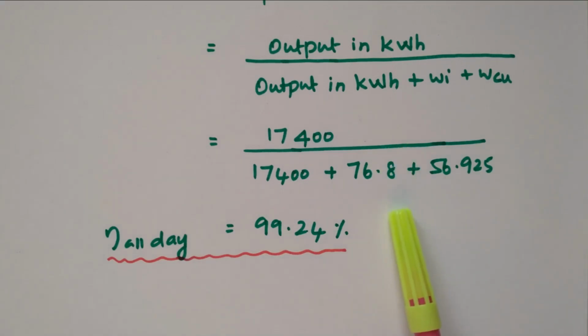After simplification we got 99.24%. So the all day efficiency is 99.24%. In this problem we calculated the all day efficiency for the given tabular column, based on the load conditions given.